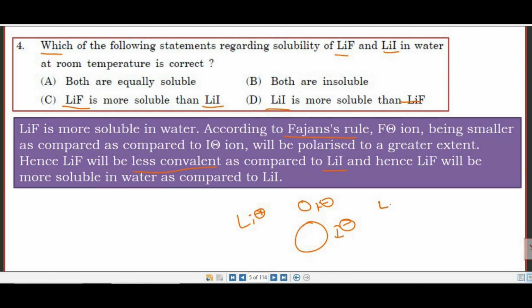Here, lithium fluoride is more ionic and lithium iodide is more covalent. Hence, option C is correct. Lithium fluoride is more soluble than lithium iodide in water. You have to apply Fajan's rule.